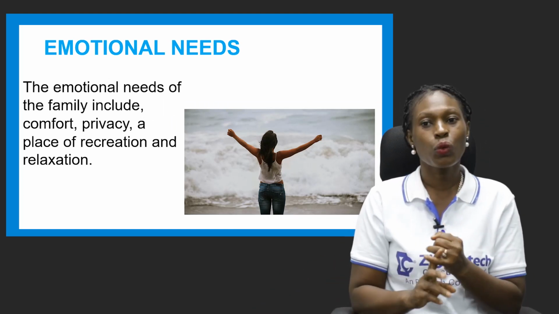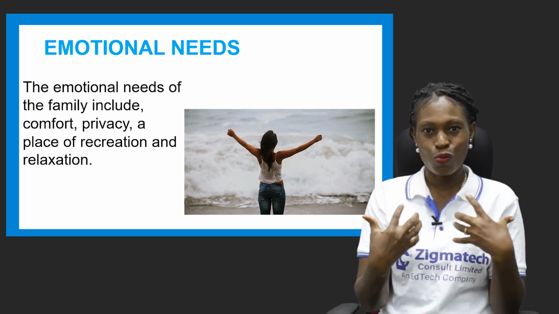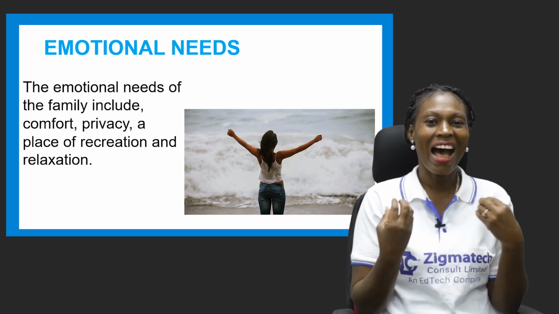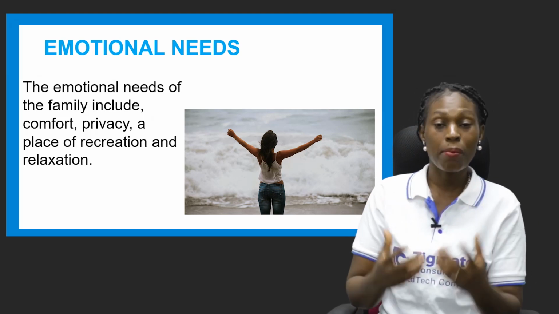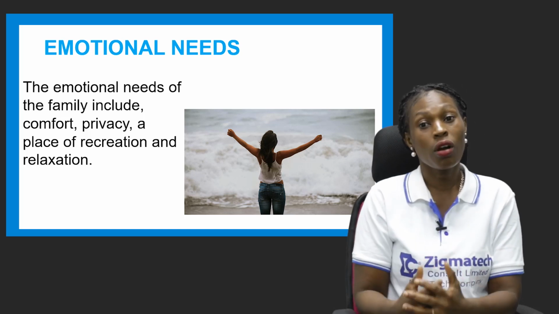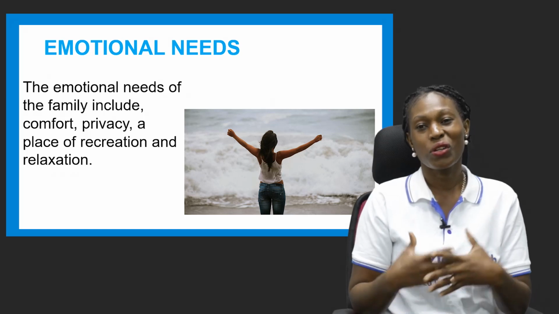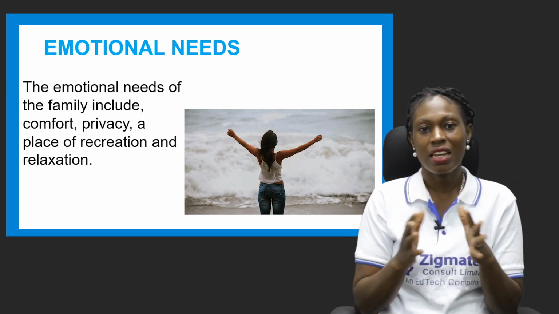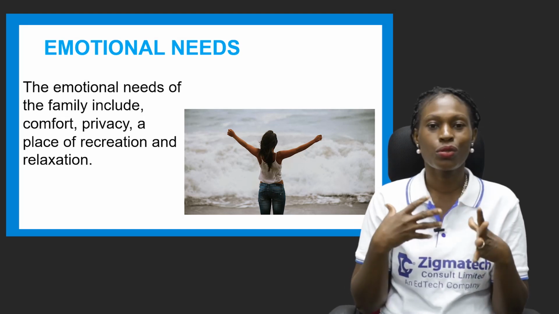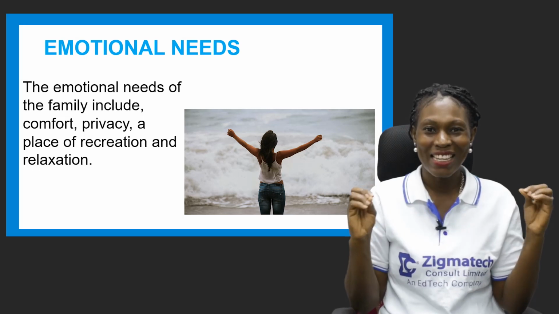Now the second one here we have is emotional needs. We have physical, we have emotional needs. Now this has to do with a little bit our internal needs. As individuals, as families, we tend to crave or long for comfort, for privacy, for a place of recreation and relaxation. After everything, after maybe you've gone through school and all of that, you just want to ease off.